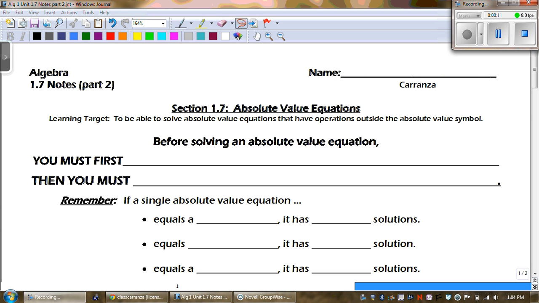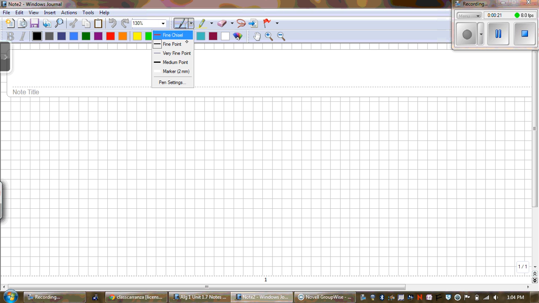Our learning target today is to be able to solve absolute value equations that have operations outside the absolute value symbol. Now, just a quick review of what we talked about yesterday.